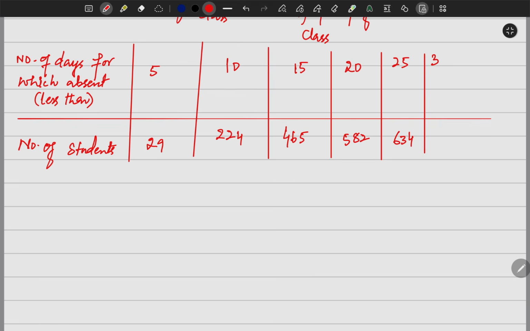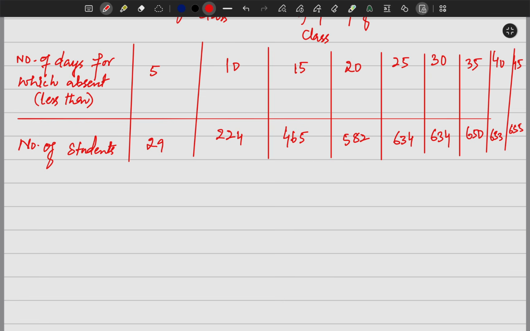You have the 30, 634 students. You have the 35, 650 students. You have the 40, 653 students, and you have the 45, and you have the student 655. So this is a question, and you have to find the median for this data.